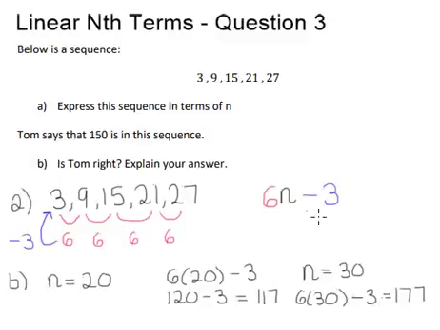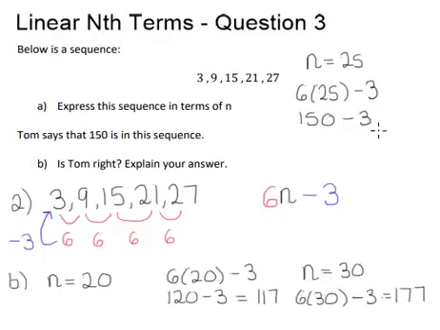So what if we try slap bang in the middle? I'm going to do it up here because I've run out of space. So what if I try n is equal to 25? I've now got 6 times 25 minus 3. Well, 6 times 25: I know 4 times 25 is 100, so 6 times 25 is going to be 150. And then I've got to minus 3, which is going to give me 147.